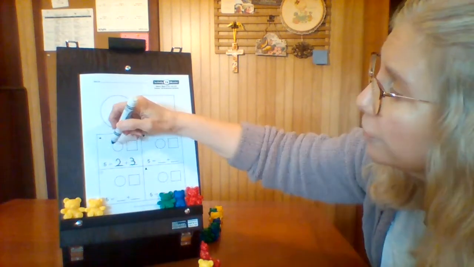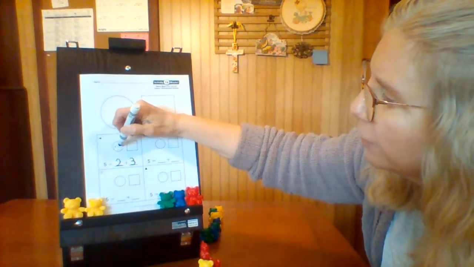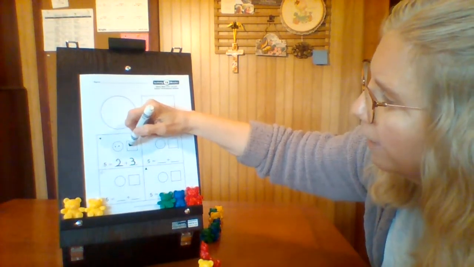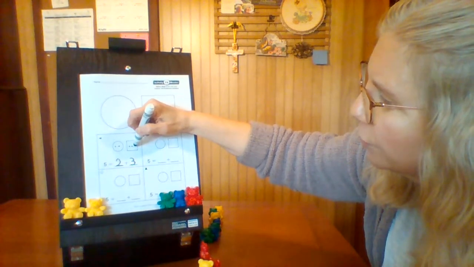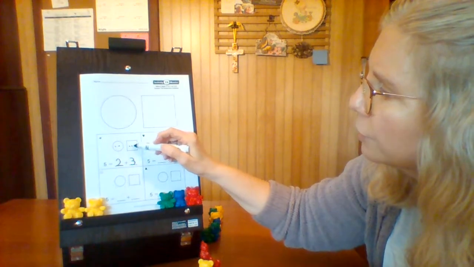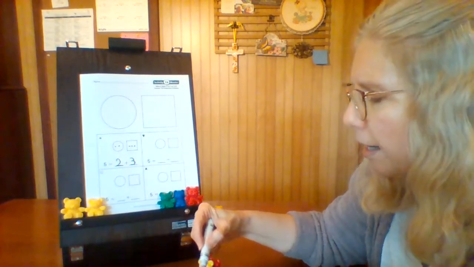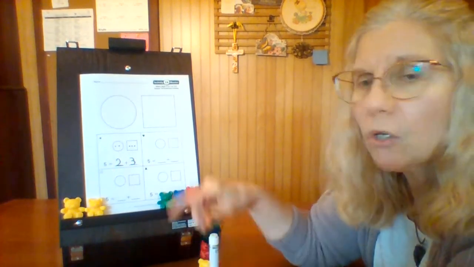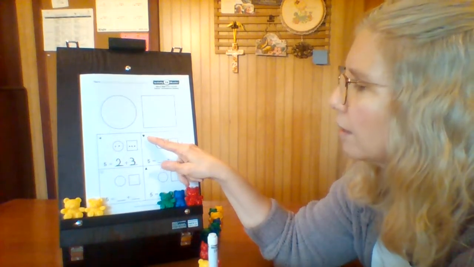So if you want, you can even just put a dot in here for each bear, and then it might be easier for you to count. Ready? 1, 2, so there's 2 here. 1, 2, 3, there's 3 there. That's good. Now let's go on to the next one, the one with the heart.